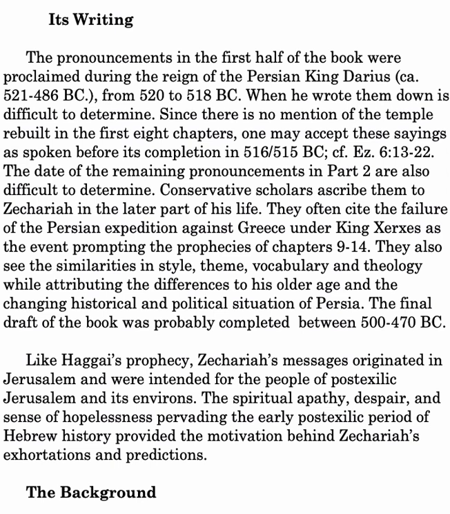The date of the remaining pronouncements in part 2, the second half of the book, are also difficult to determine. Conservative scholars ascribe them to Zechariah and the latter part of his life. They often cite the failure of the Persian expedition against Greece under King Xerxes as the event prompting the prophecies of chapter 9 through 14. So, we see Persia in trouble.